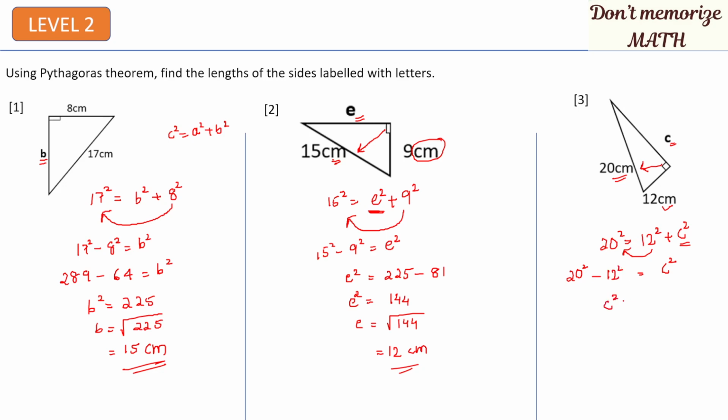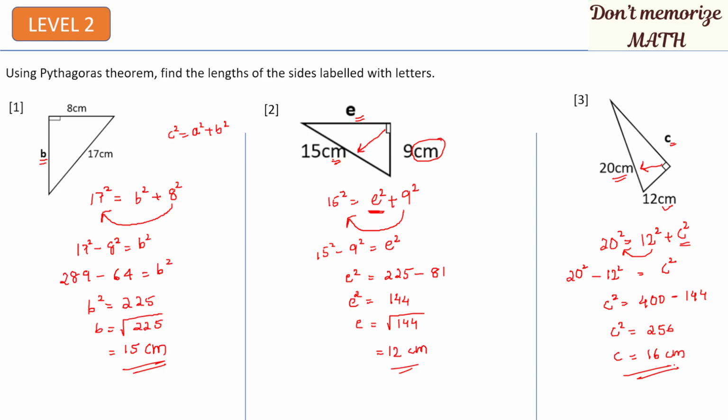So c square is equal to 20 square is 400 minus 12 square is 144. So c square is equal to 400 minus 144, you will get 256. So c is equal to square root of 256, that is 16. All other sides are in centimeters, so you can keep it as c is equal to 16 centimeters.